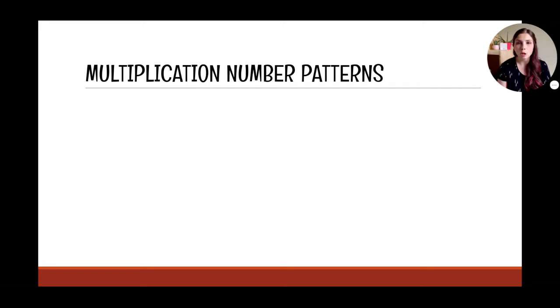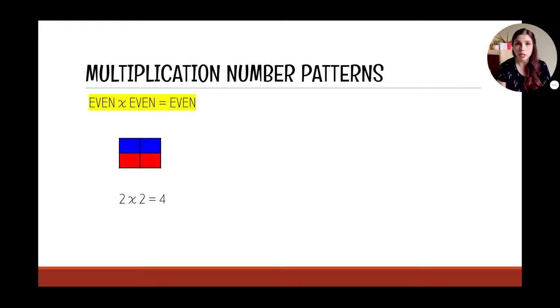Finally, let's take a look at multiplication number patterns, similar to my addition number patterns. Let's take an even times an even number. The example 2 times 2. I know 2 times 2 is 4. When I multiply an even number by an even number, I'm always going to get an even number. And that's because all of my boxes have pairs. I have 2 rows of 2 boxes, meaning every box has a pair, an even number.